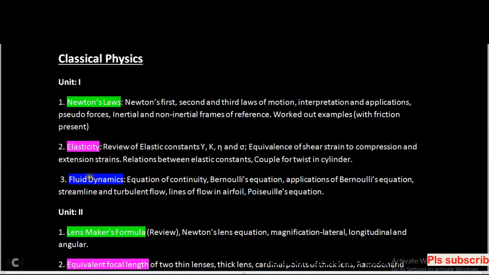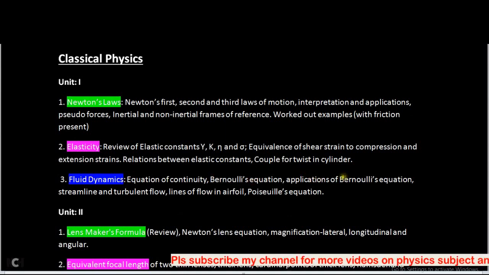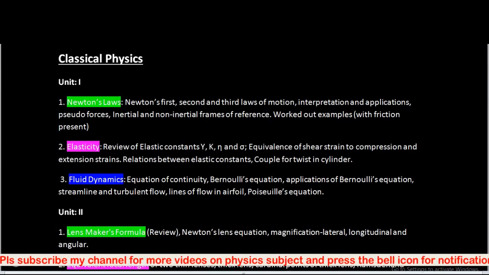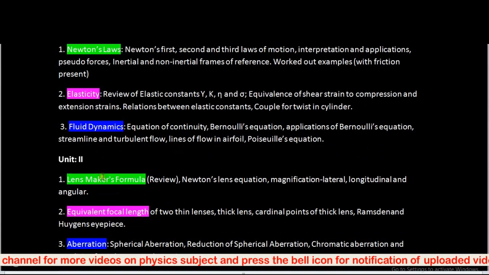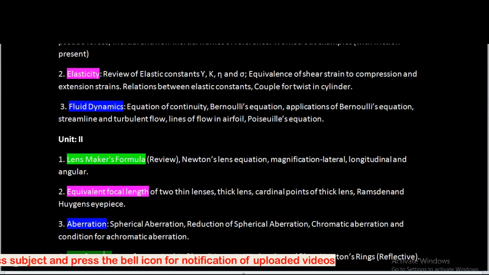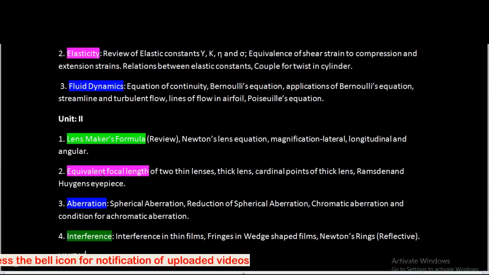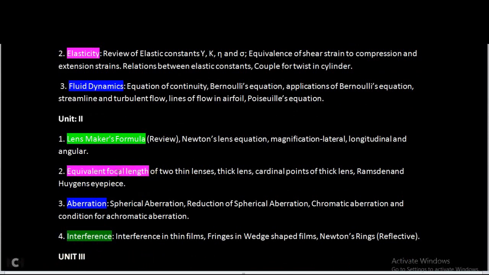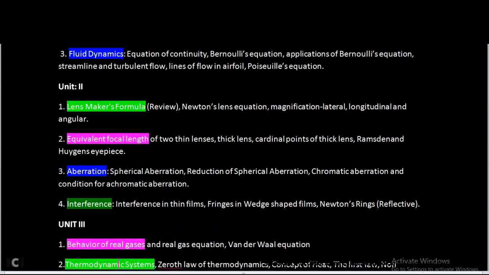Then fluid dynamics. Over here also you study the Bernoulli equation and its applications, then streamlined and turbulent flow, this fluid dynamics part. Okay, then part 2, lens maker formula. In 11th physics you have studied, I guess, some concepts and formulas for lenses, so the mirror formula and all. Then after that focal length, then the aberration chapter, then interference. Okay, so this is there in unit 2.